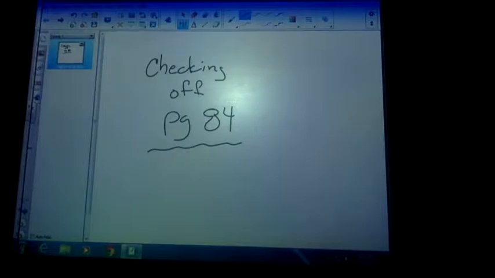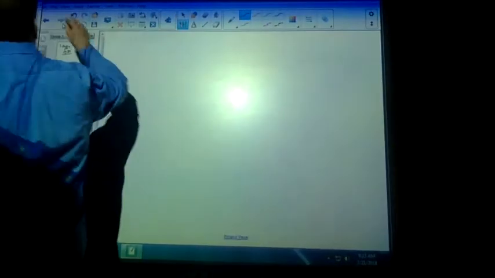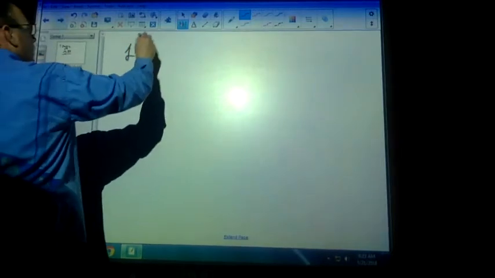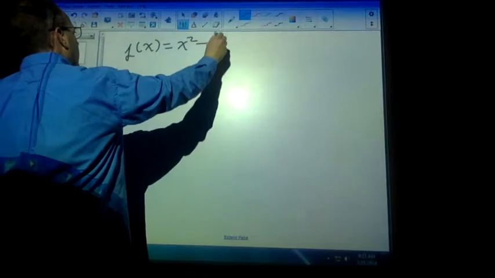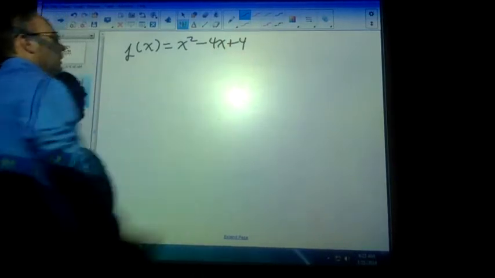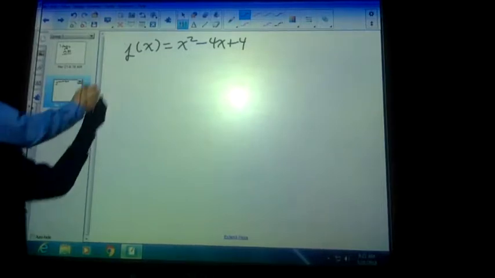All right. What does the first problem say? What's the equation? It's f of x equals x squared minus 4x plus 4. Okay. So we're able to decipher just by looking at it that it opens up. And then maybe let's list our A, B, and C values.